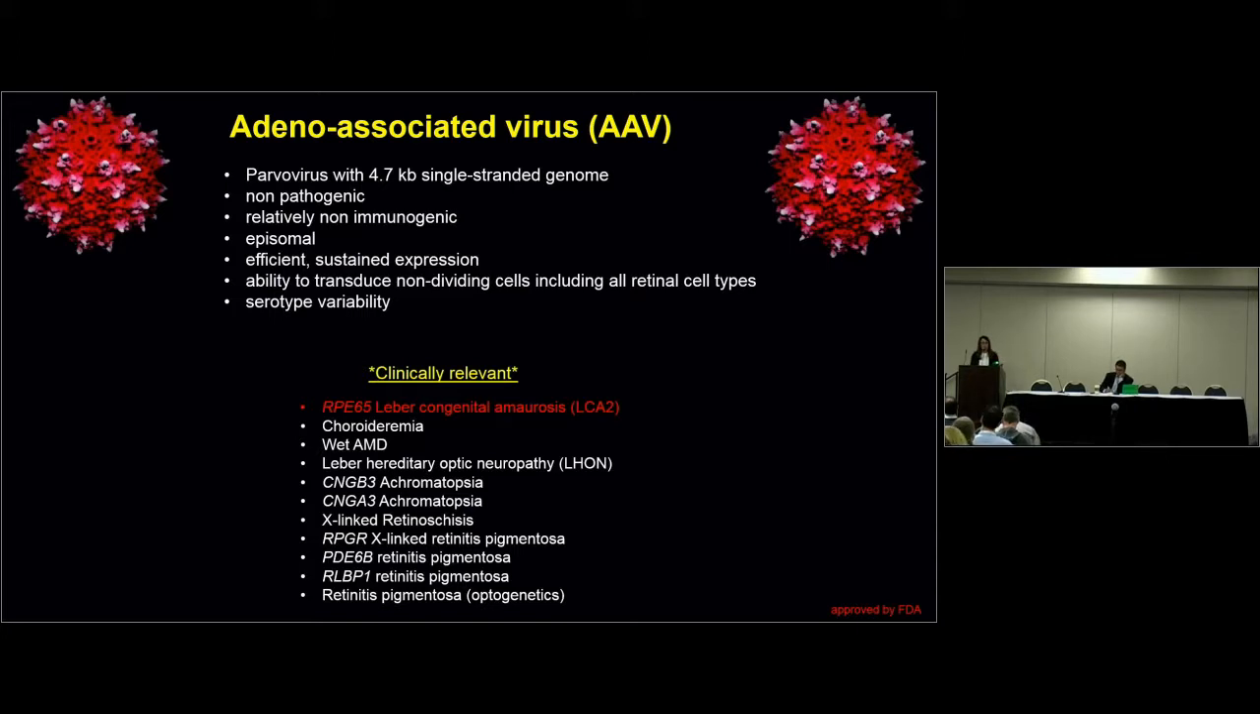What's great for us in the retina is that AAV has the ability to transduce non-dividing cells very effectively, which is of course important for postmitotic neurons. And it also comes in a variety of flavors or serotypes. Most importantly, however, is that it's clinically relevant.